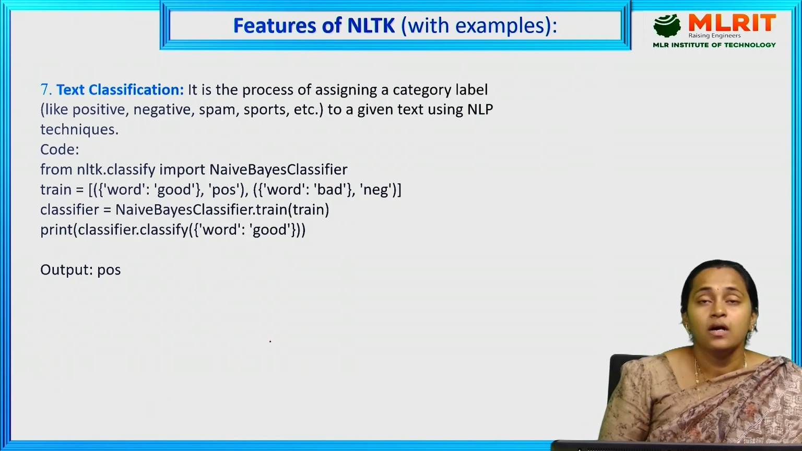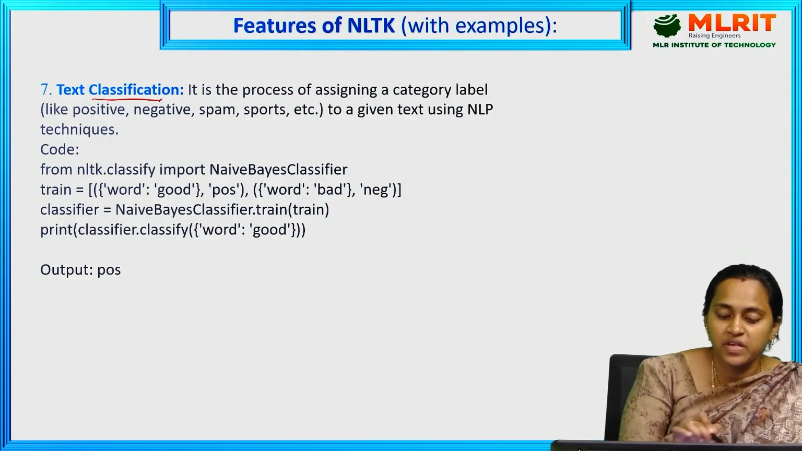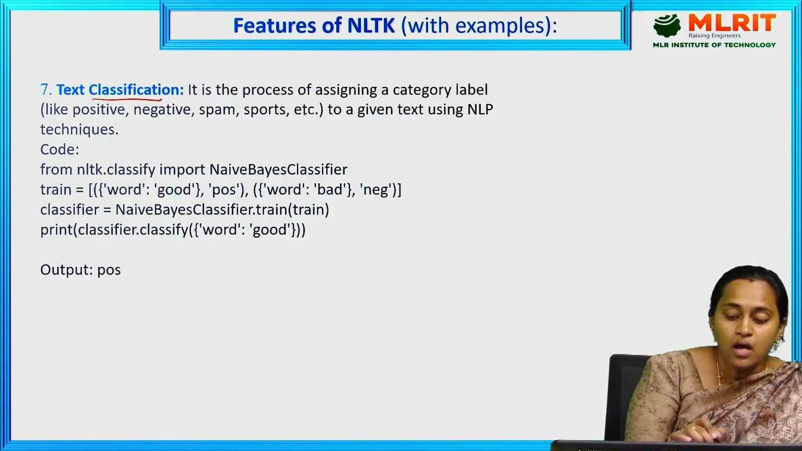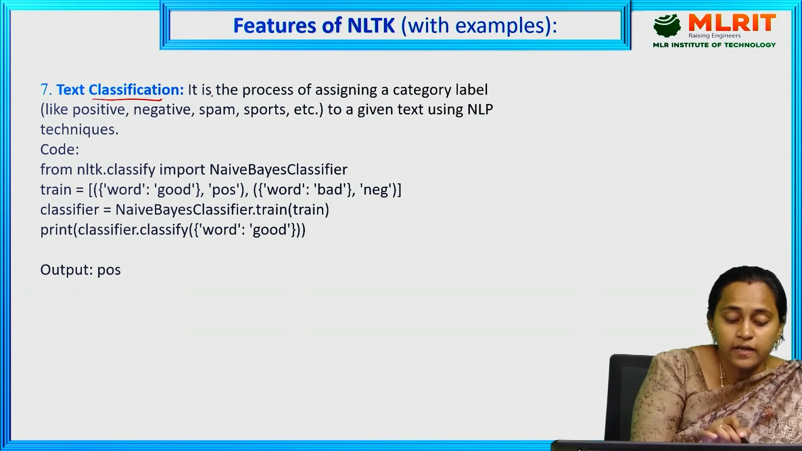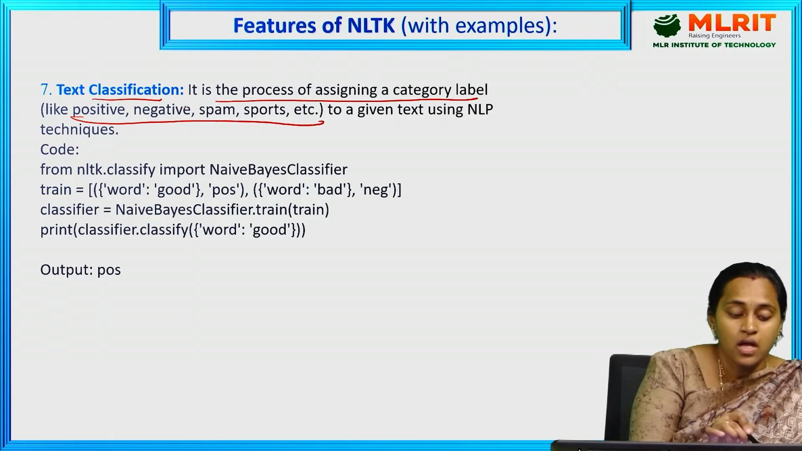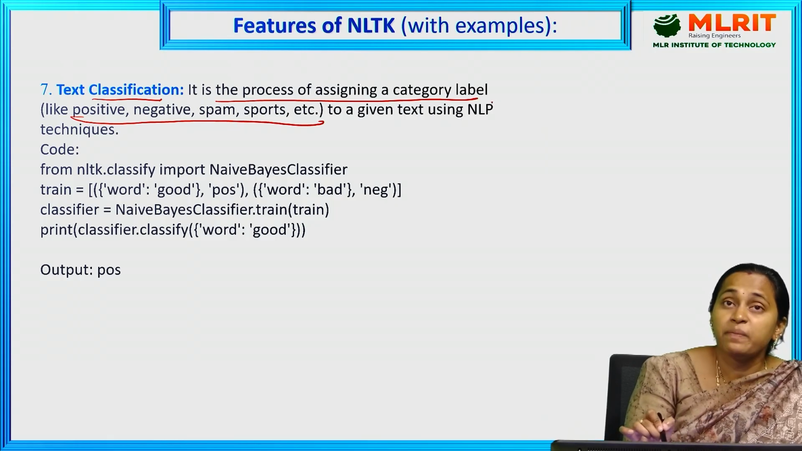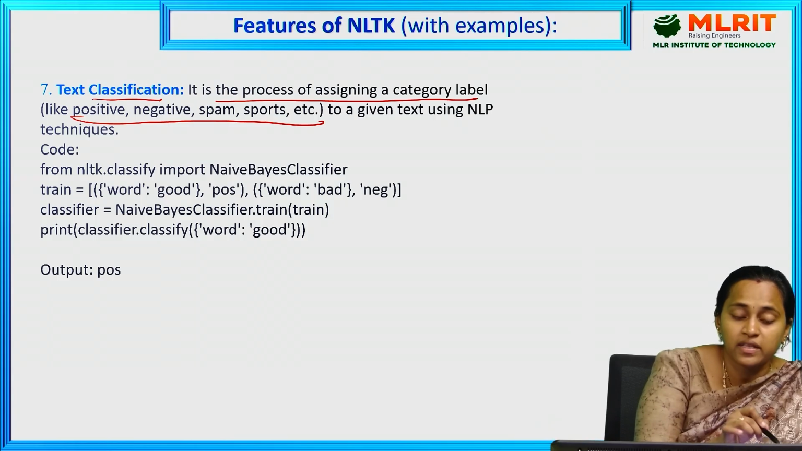Let's see the next one, text classification. What is the meaning of text classification? It means we have to classify text into different categories, such as positive or negative, or spam or sports, etc. Depending on the text, we classify the data.